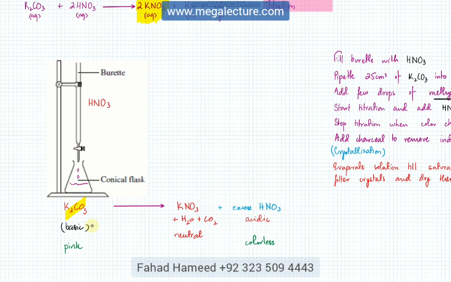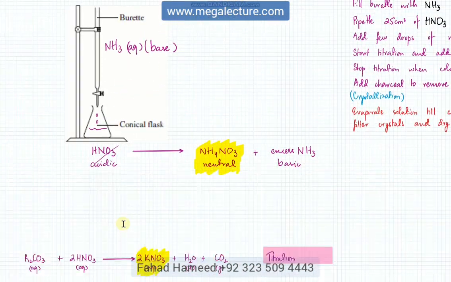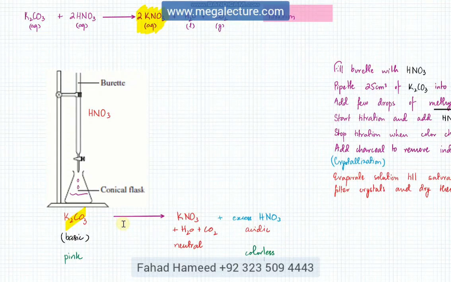Remember, I've already mentioned indicator colors. Phenolphthalein in acid is going to be colorless, and in basic conditions, it's going to be pink. So remember the colors of your indicators. Going back to our question, I need to stop here. As soon as I see this color change, I'm going to stop.